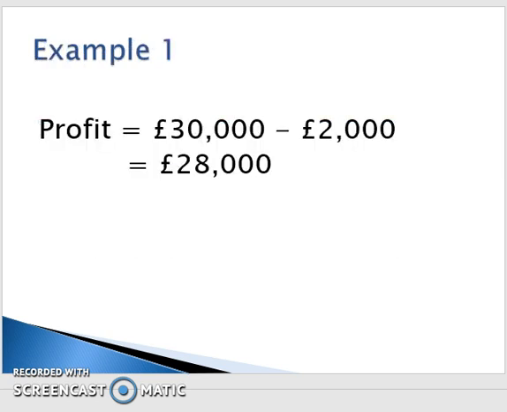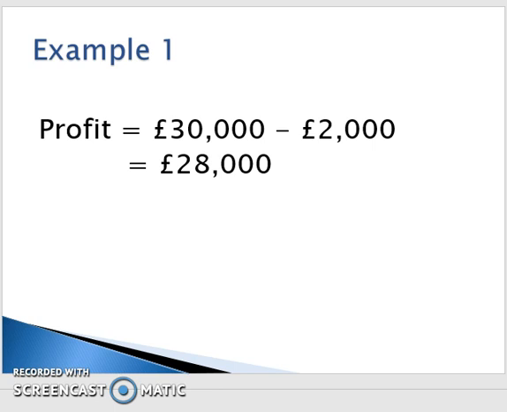If your answer is £28,000, you have matched the year 2 expense, £2,000, to the year 2 revenue, £30,000, even though the payment was actually made in year 1. This payment in year 1 is known as a prepaid expense.